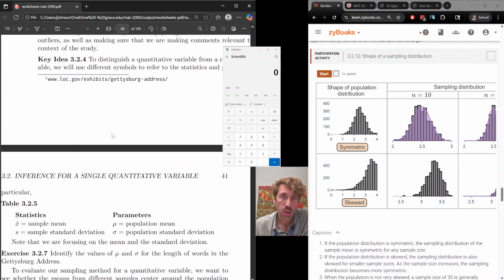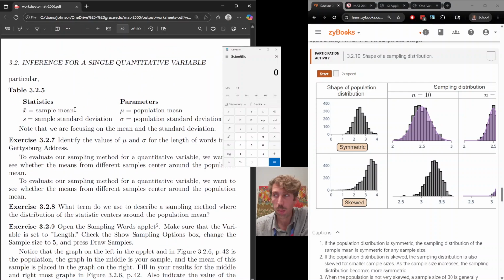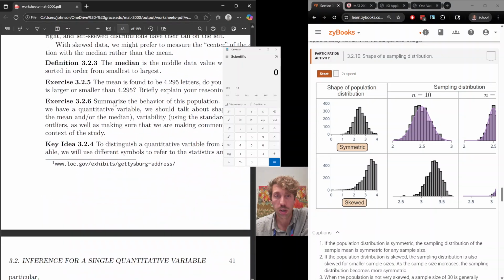We use different symbols. Remember that we use English letters for the things we know, the sample mean and the standard deviation. And we use Greek letters for the numbers we don't know. The population mean is mu, pronounced just like the Pokemon, and the population standard deviation is sigma. Okay, so identify the values of mu and sigma for the length of words in the Gettysburg Address. Those refer to up here.